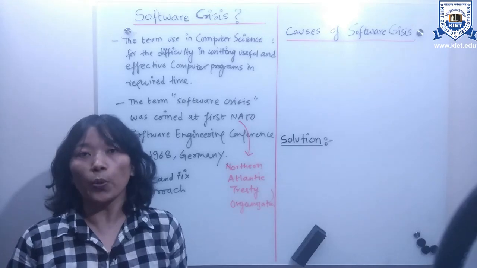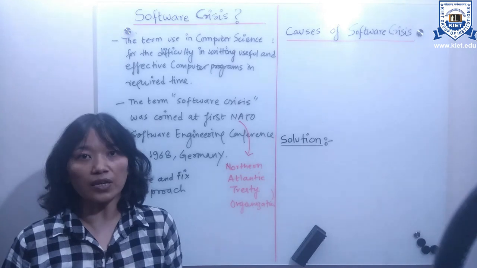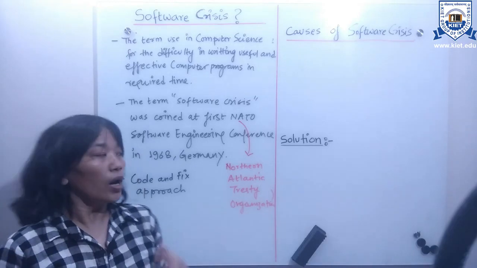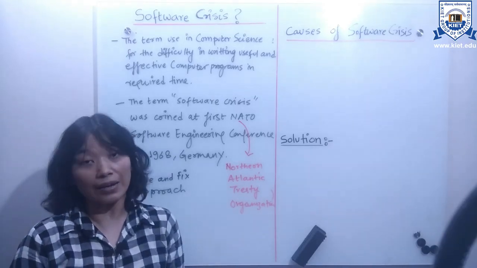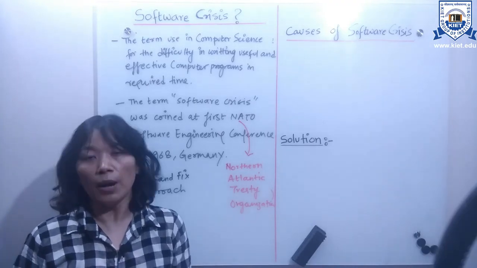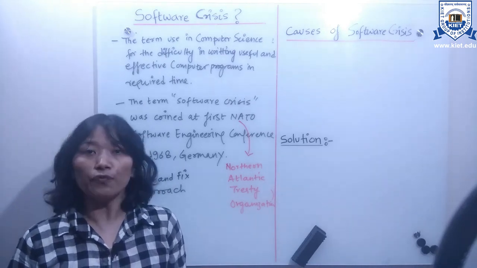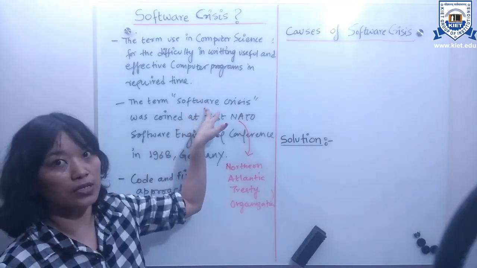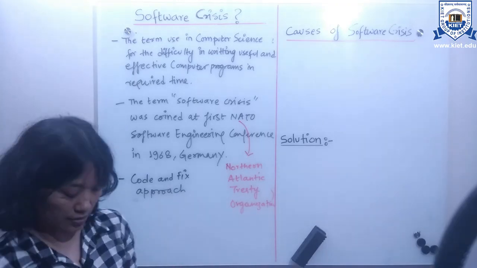So the code and fix approach was the typical way to develop small software systems. It starts with some vague set of requirements, produce software, fix it, change it until the work product appears. So a kind of trial and error method. Although the trial and error approach may be good for small software systems, it may not be effective for large software systems. So we should know the reasons behind the software crisis. So my next topic is: what are the causes of software crisis?